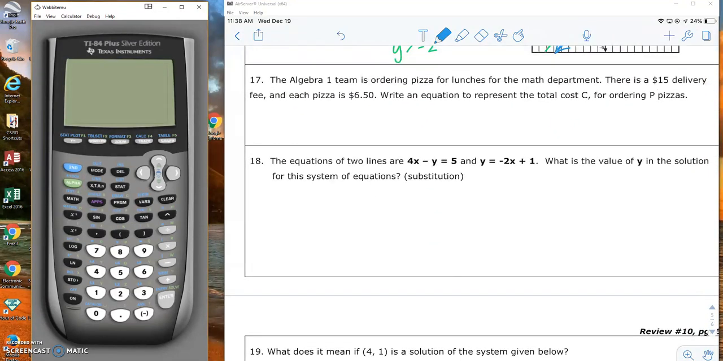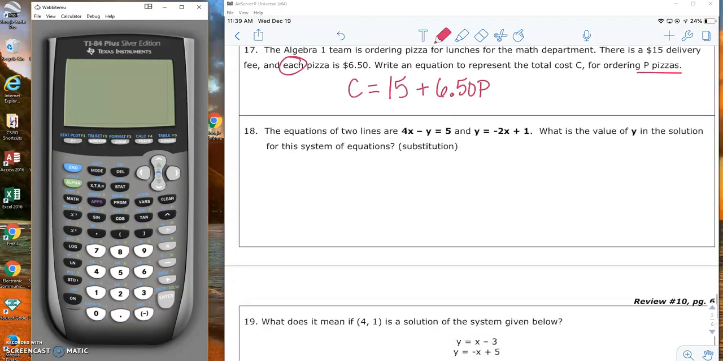Just a couple more problems. So problem 17, the algebra team is ordering pizza for lunches for the math department. There's a $15 delivery fee and each pizza is $6.50. Write an equation for the total cost C for ordering P pizzas. So my cost is going to equal that $15 delivery fee. Notice that's a one-time fee. And then each pizza is $6.50, so that's going to be $6.50 times P pizzas. The keyword here is each, so each pizza, we don't know how many pizzas, but each of them are $6.50.